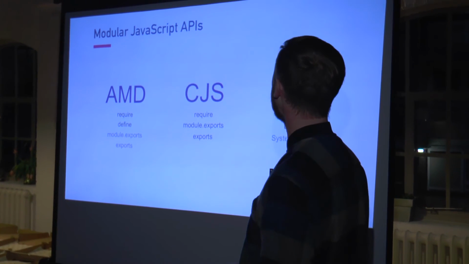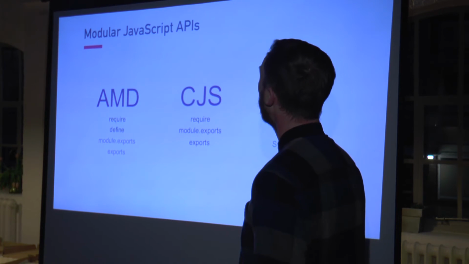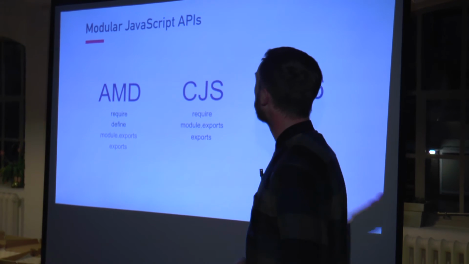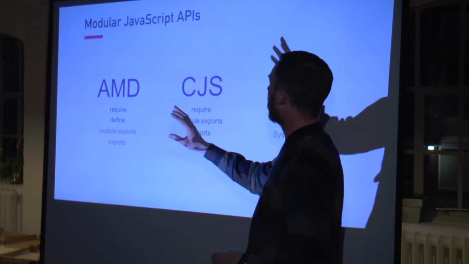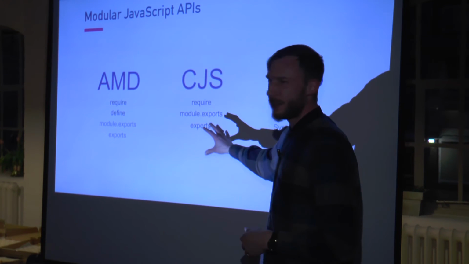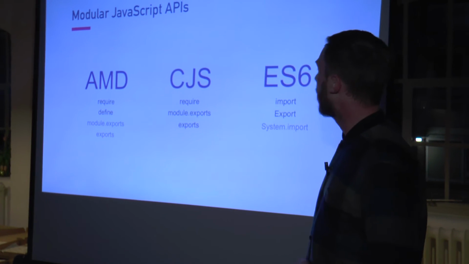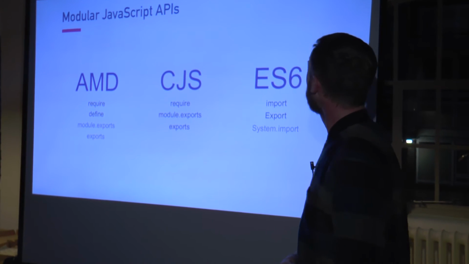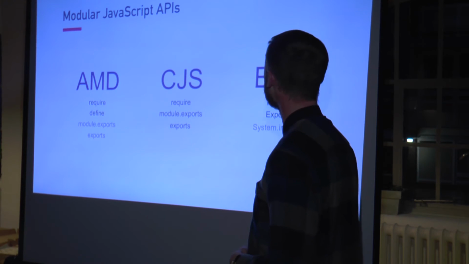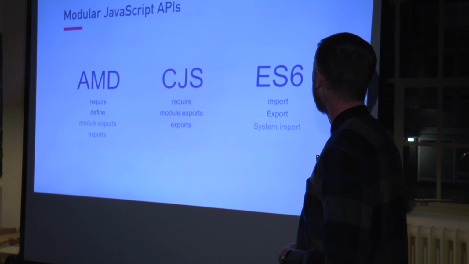So just to summarize this bit, AMD uses this require and define paradigm, and it also supports module exports and exports. So with require and AMD environments, you can also write in the CJS style. I don't know if anyone's done that or had much fun doing that, but I can't imagine it's particularly great. CJS uses require and this module object. And ES6 just has a very simple import and export.